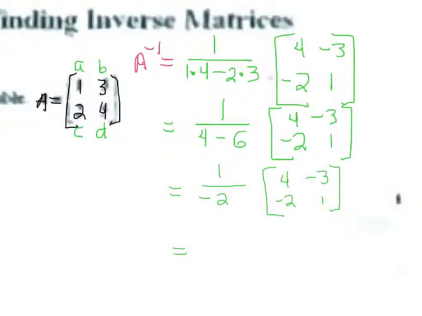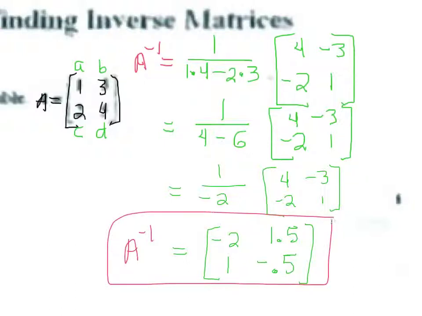Now let's distribute that negative 1/2 times 4. What is negative 1/2 times 4? Negative 2, it's just half of 4. Negative 1/2 times negative 3, because I need to distribute it also with this one. So that's positive 1.5. Now, negative 1/2 times negative 2 is positive 1. Negative 1/2 times 1 is negative 0.5. And that is my inverse matrix. And that's the answer.